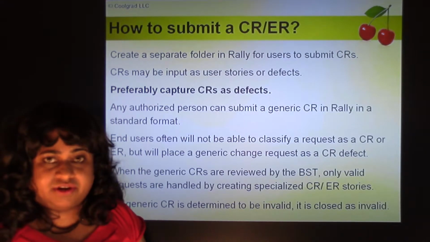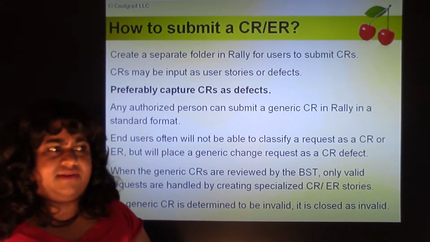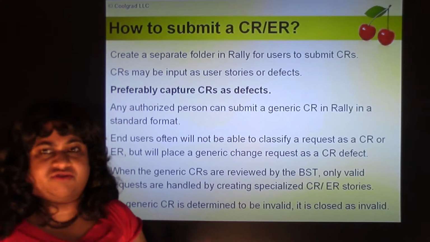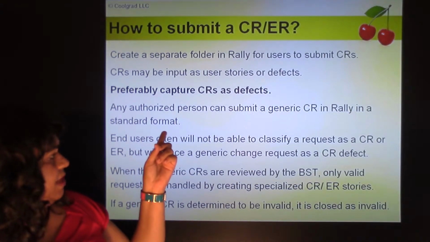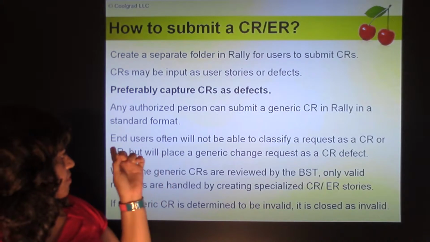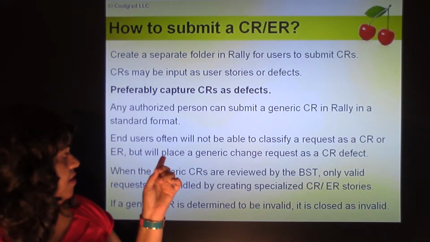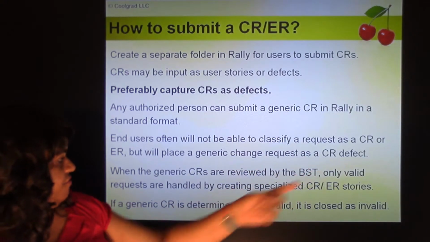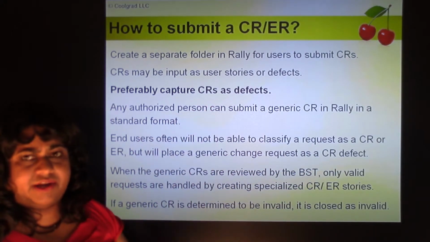Often the end user is not qualified enough, competent enough to determine whether it's a CR or an ER. He just submits the request. So it comes in as a defect, for example, and it's like a generic CR in Rally in a standard format. End users often will not be able to classify a request as a CR or ER, but will place it as a generic CR defect. They just put it in Rally, in one place, tied to this user story.